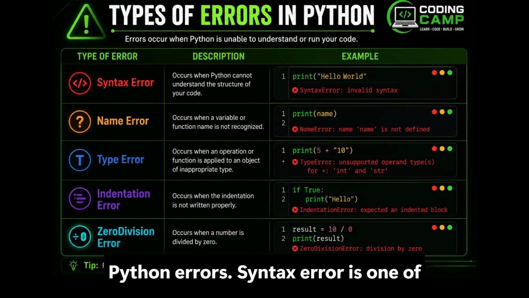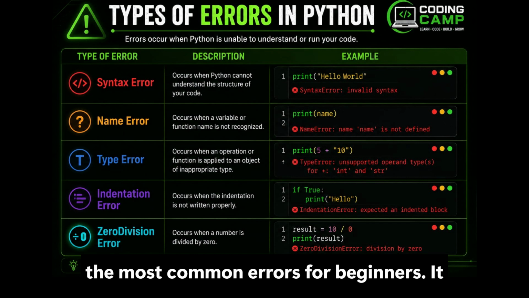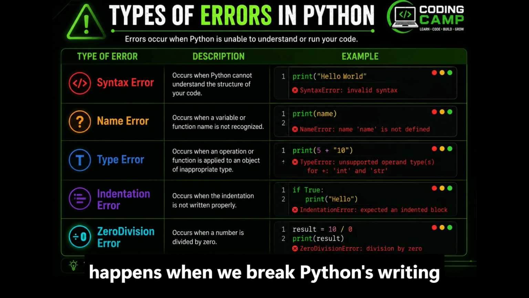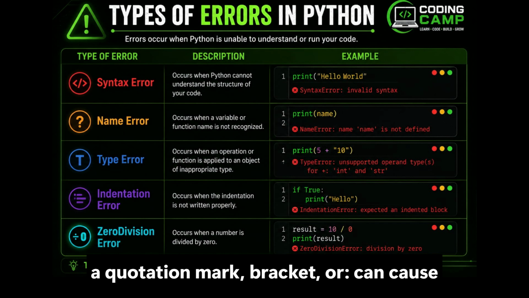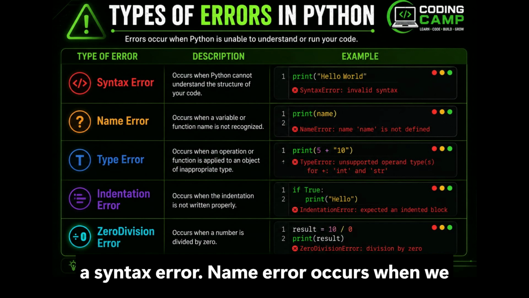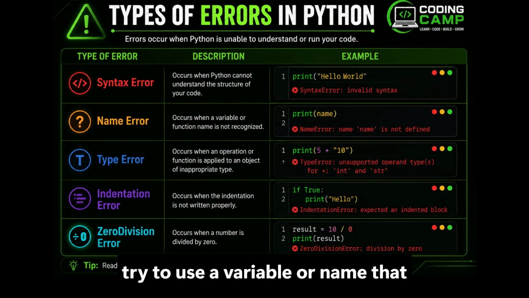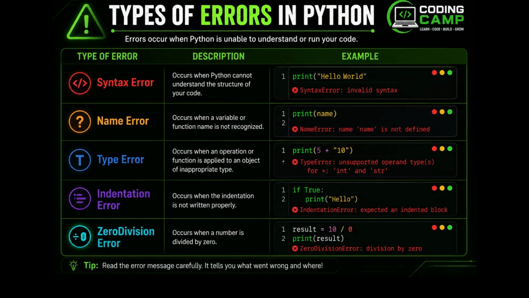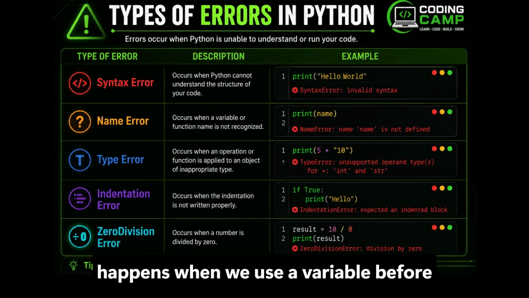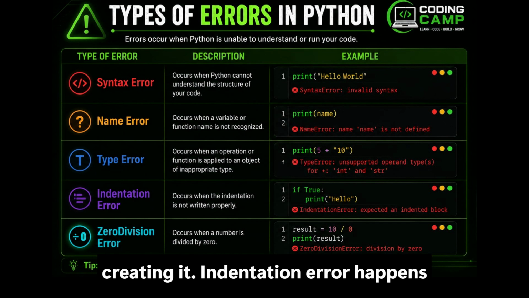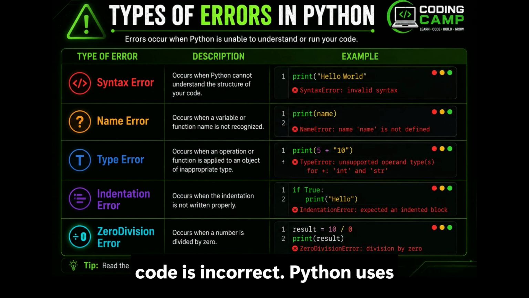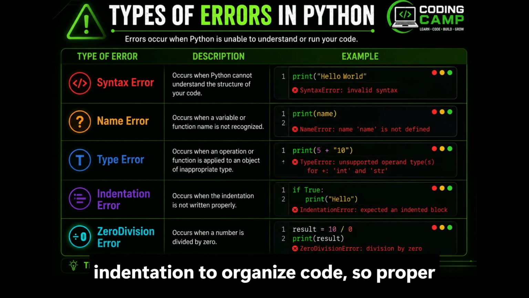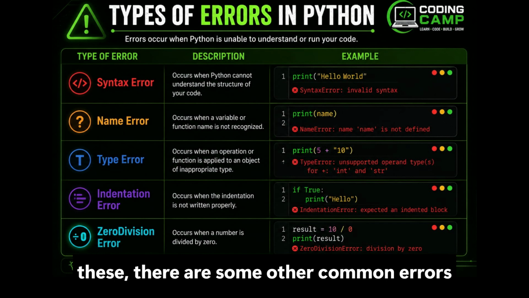Syntax error is one of the most common errors for beginners. It happens when we break Python's writing rules or grammar. For example, forgetting a quotation mark, bracket, or colon can cause a syntax error. Name error occurs when we try to use a variable or name that Python does not recognize. This usually happens when we use a variable before creating it. Indentation error happens when the spacing or indentation of our code is incorrect. Python uses indentation to organize code, so proper spacing is very important.